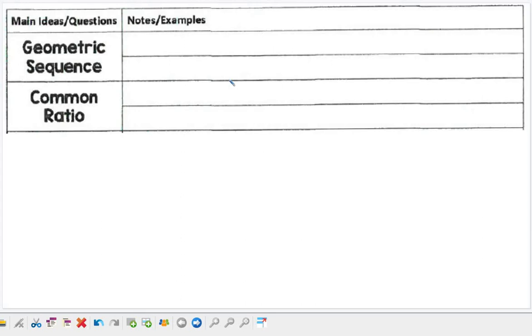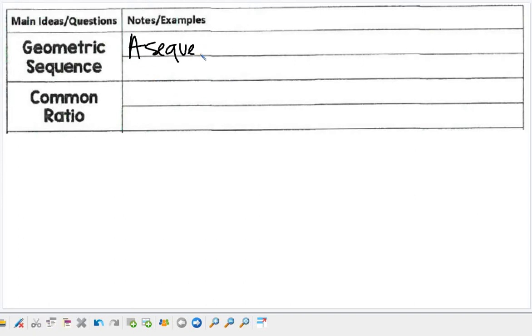Okay, so we're going to talk about geometric sequences. We are not going to talk about geometric series. To talk about geometric series, we have to talk about infinite geometric series and how they either converge or diverge. And that's just not something that's necessary right now. As I said in a previous video, that is something that we do cover in Algebra 3, but not in this class.